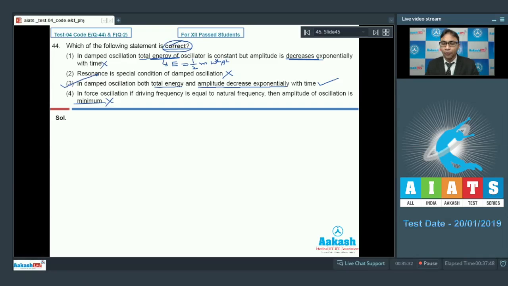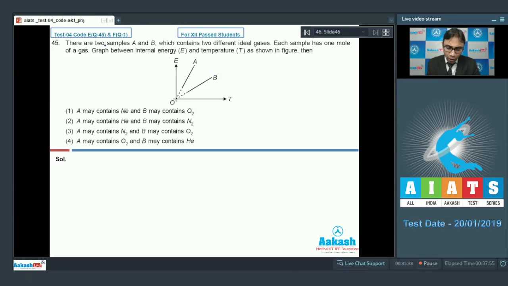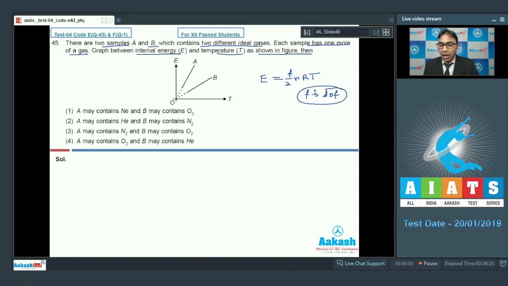Now let's move to question number 45. In question number 45 it says that there are two samples A and B which contain two different ideal gases. Each sample has 1 mole of a gas. The graph between internal energy and temperature T is shown in the figure. Then we know that internal energy of any gas can be written as F by 2 nRT, where F is our total degree of freedom, right? And since the question says there is 1 mole of gas, the total energy will be equal to F by 2 RT.